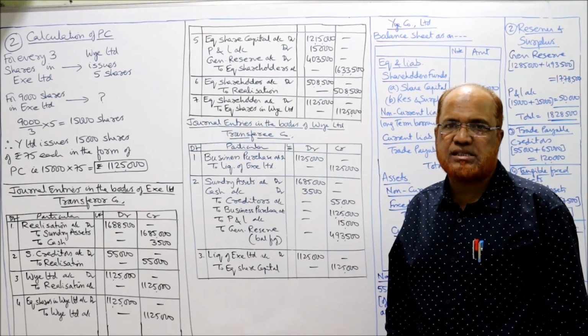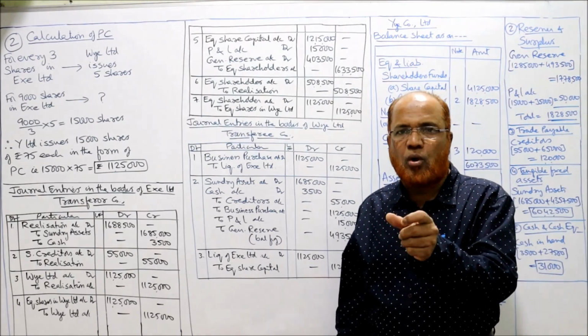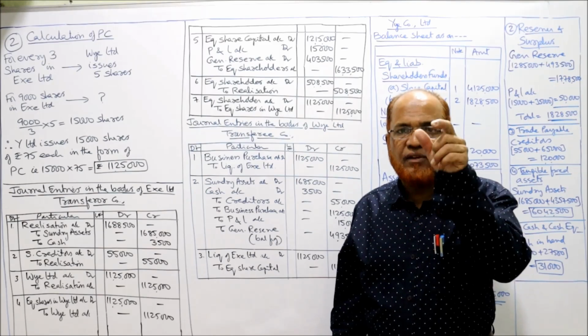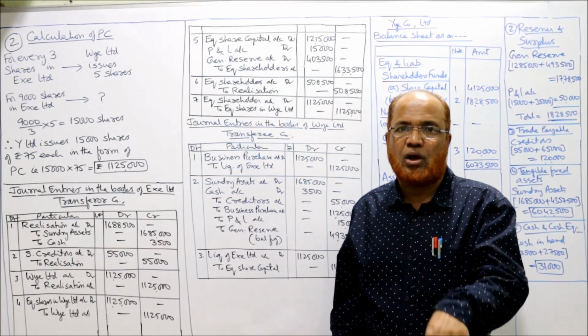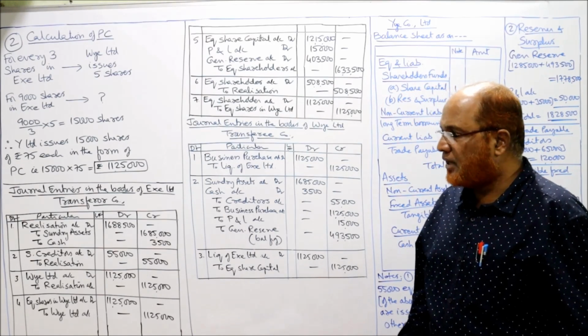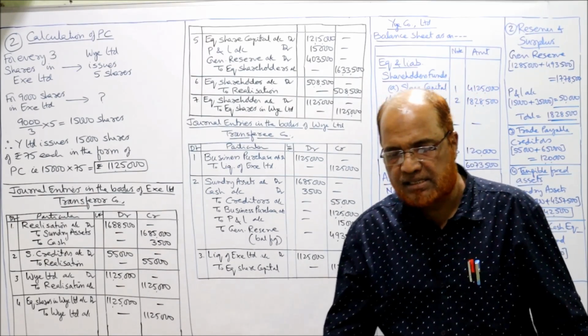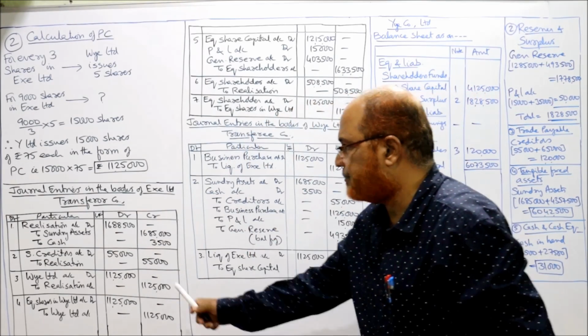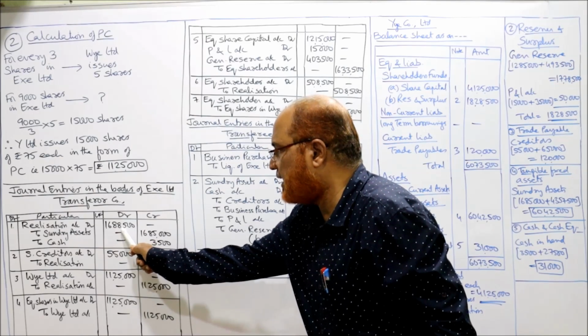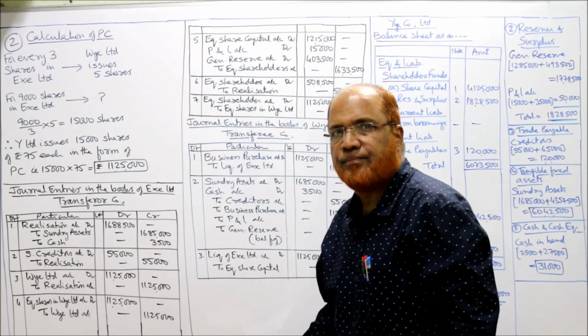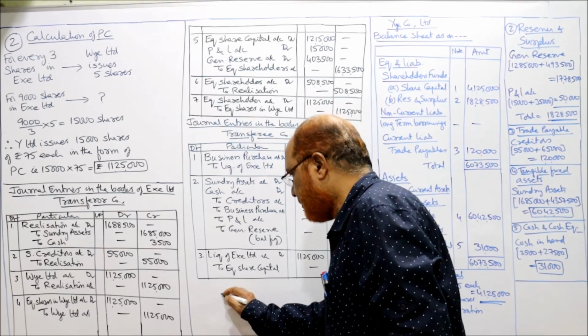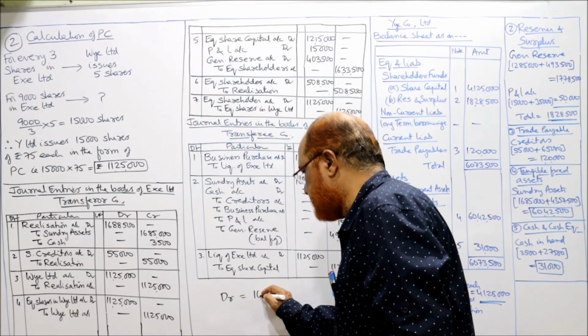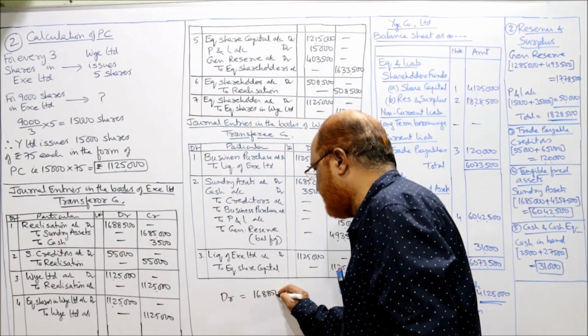Profit or loss on realization. If credit is more, profit. If debit is more, there is a loss. So here we will see debit side. Debit side is 16 lakh 88,500. You can see it. This is the debit side.